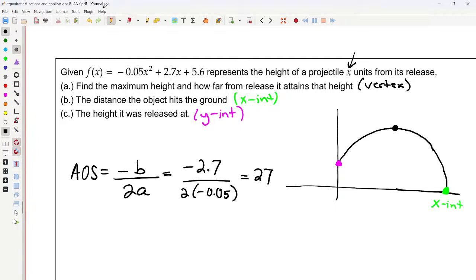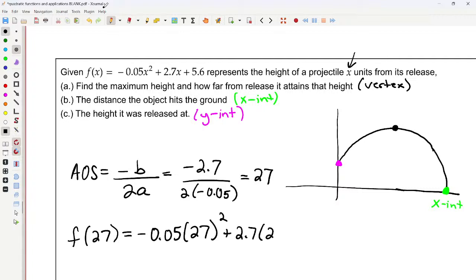And imagine that works out to be a beautiful number, like it was rigged. It was 27. We're going to substitute in 27. True or false question? True. To find the y coordinate of a vertex, you substitute in the axis of symmetry.